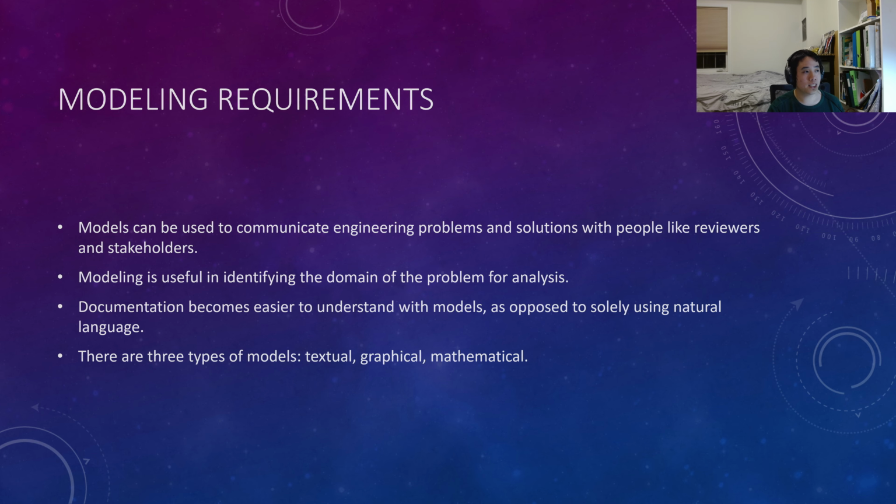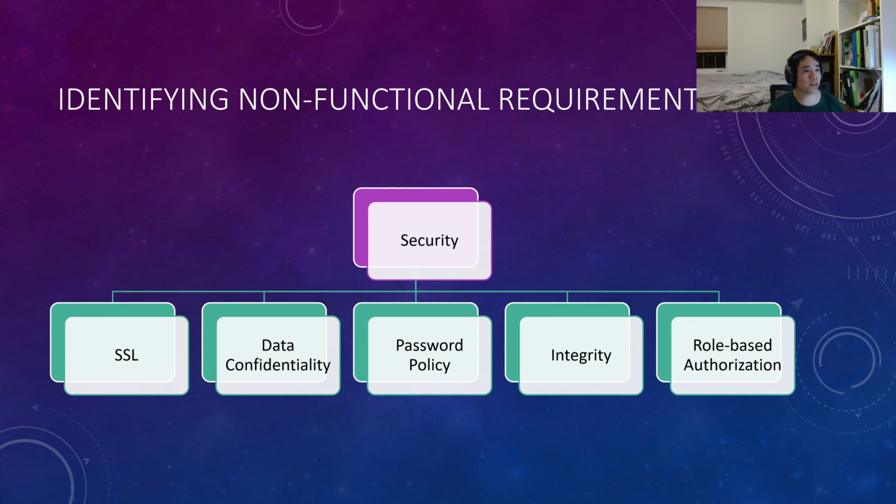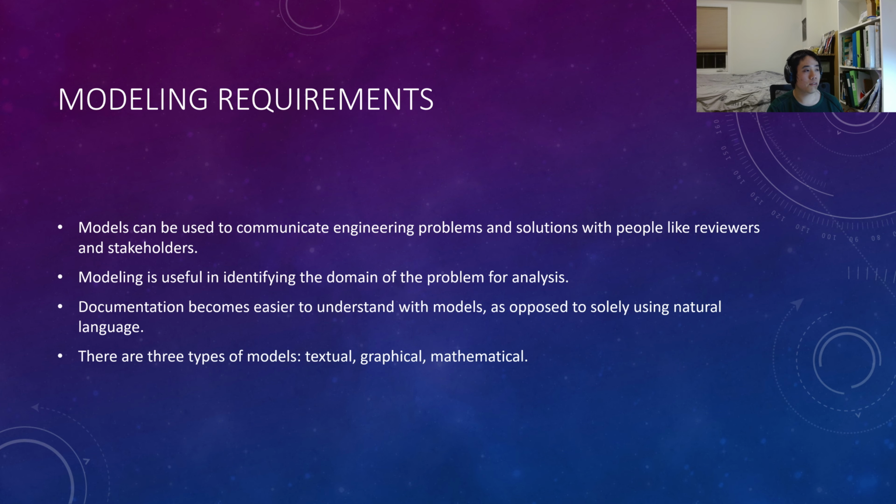So we have taken a look at how we identify non-functional requirements, and we also have taken a look at functional requirements a little bit as well. So let's take a look at how we model them. You can use models to communicate the problems and solutions, or communicate the requirements we managed to draft, to people who are not technical, like reviewers and stakeholders. There are three types of models: the textual, graphical, and mathematical.